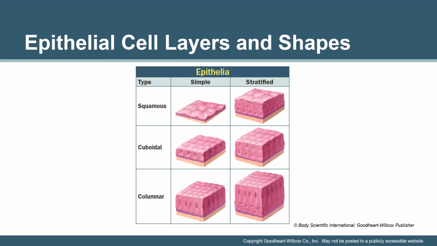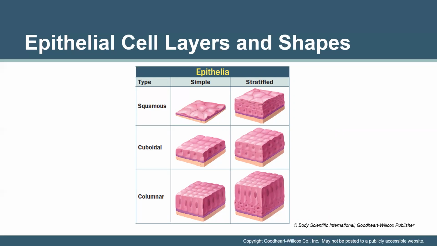When we talk about a classification of epithelial tissue, we have to break it down further. And it gets broken down according to the shape of the cells and the number of layers that the cell has. So for example, anything classified as simple epithelia has one layer of cells. Anything classified as stratified is going to have 2 or more layers of cells.